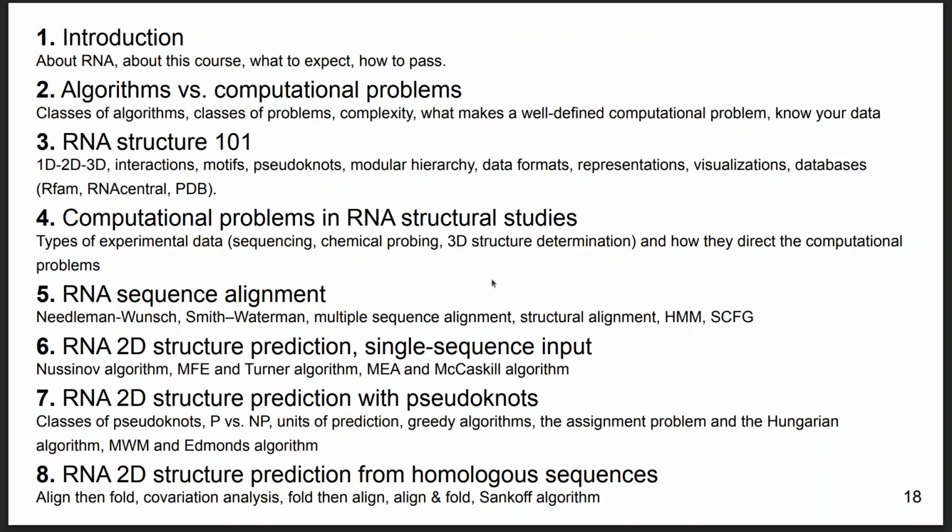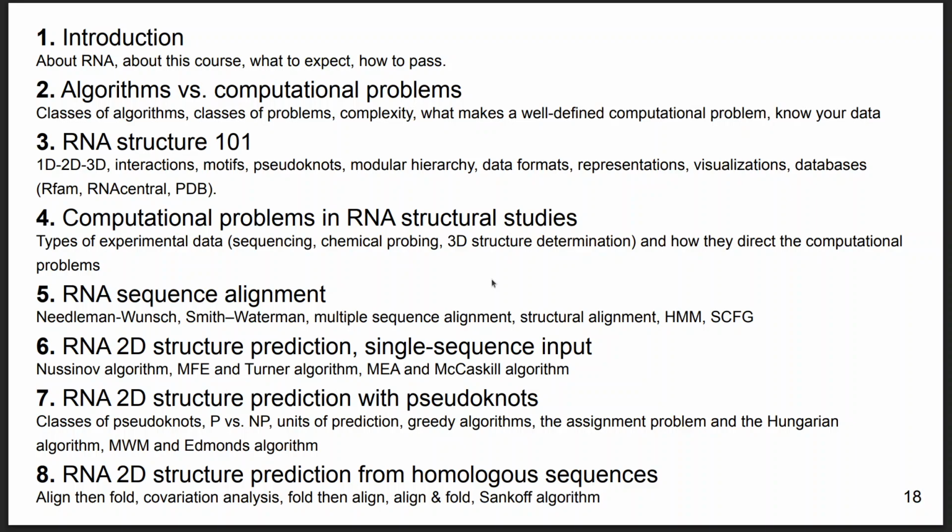Then in the third lecture, I will cover the terms and features of RNA structures, the file formats, some elements of structures, representations, databases, pretty much all the context of terms, locations, and formats that you need to know to work with RNAs. In lecture 4, we'll describe what types of experimental data we have from modern experimental techniques, which actually define the computational problems.